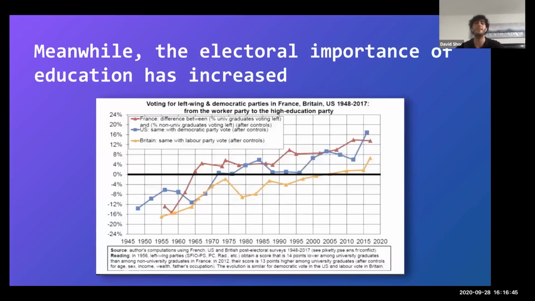And I think related to this, we've seen that as the educational attainment of the population has increased, the electoral salience of education has changed. So this is a plot from Piketty's new book, which is basically showing the gap between college-educated and non-college educated voters over time in the US and Britain and France. And what you can see is, one, there have been steadily increasing trends. This is a secular thing.